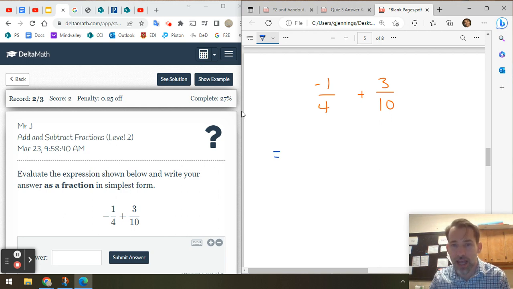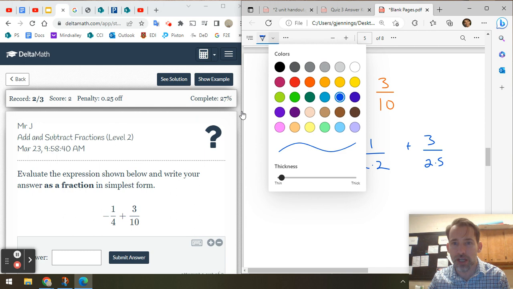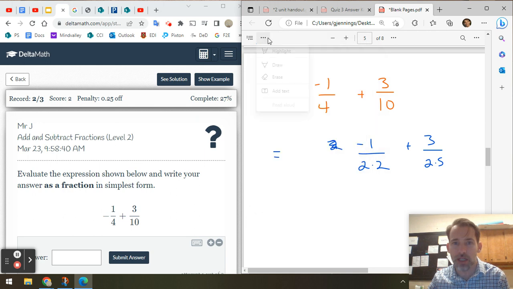Here, I might write this as 2. So what am I doing? Negative 1 over 2 times 2 plus 3 over 2 times 5. And that's so I can spot the jealousy amongst the denominators. This denominator over here says they get a factor 5. I want a factor 5. So give it to them. Multiply by 1. You're not changing them. You're just giving them an extra thing.